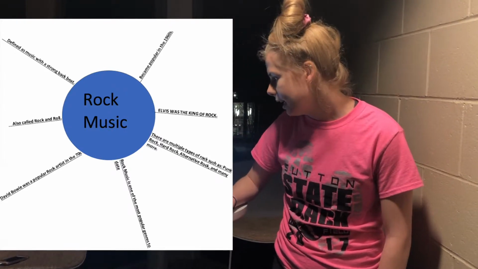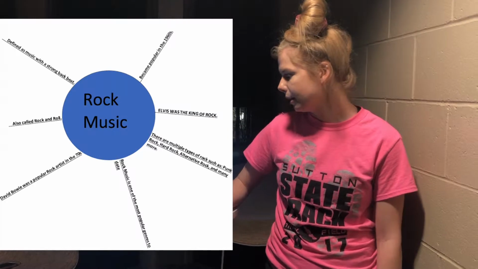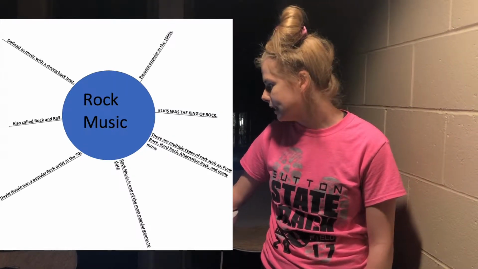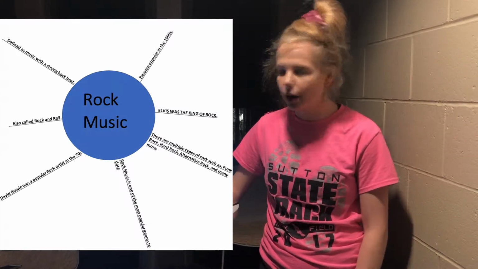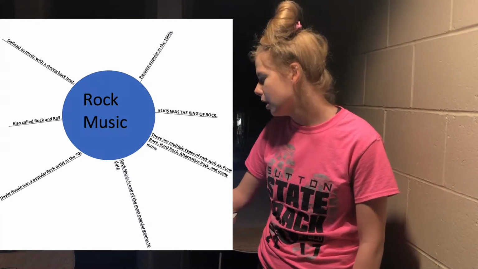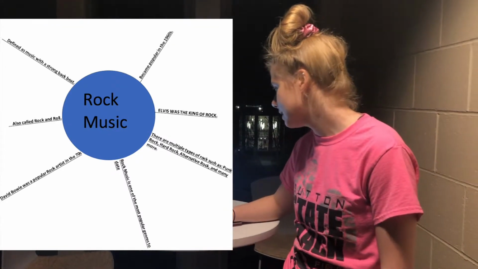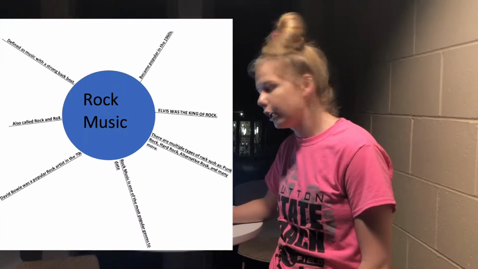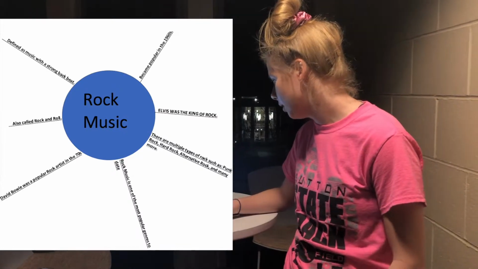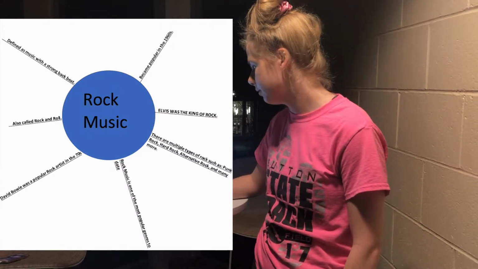And then it is also really popular. It became popular in the 70s. David Bowie was a popular rock artist in the 70s, and Elvis is actually known as the king of rock. So yours will look like this, except I want you all to pick a different genre. We're going to go over some of the genres right now, and then you could either pick one of those or choose a different genre if you'd like.